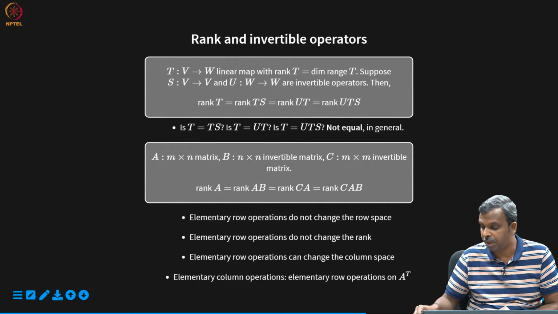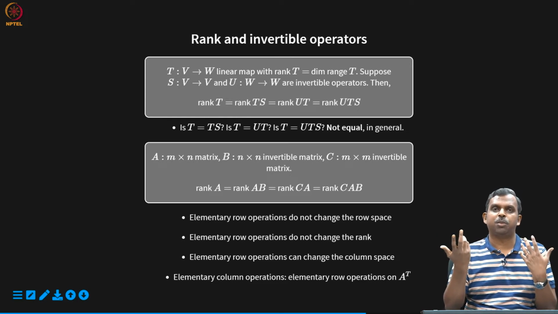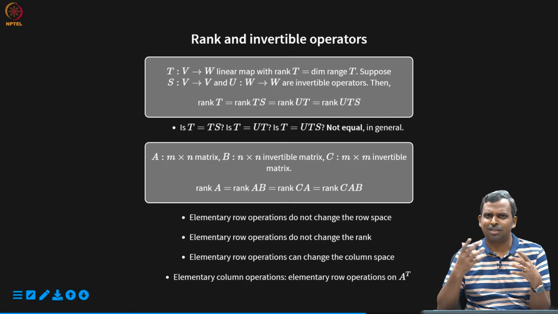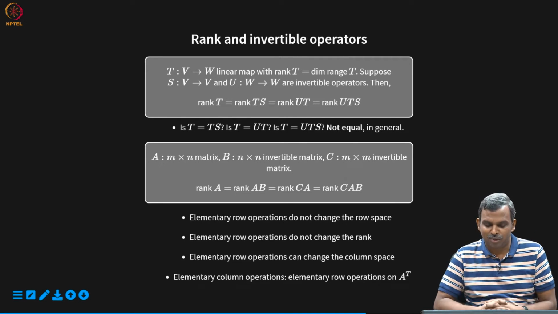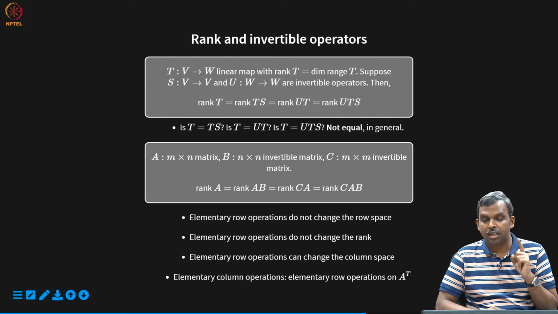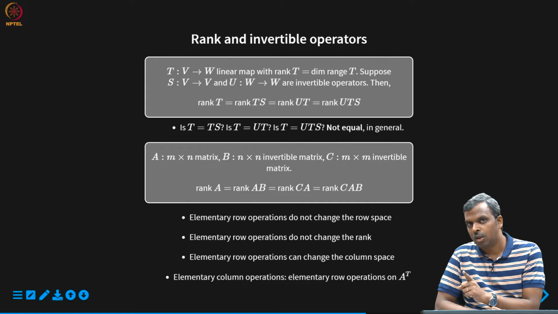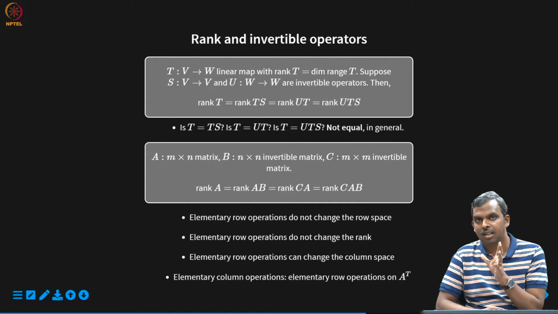You can think of column operations as row operations on A transpose. A and A transpose are sort of cousins in so many different ways, but keep in mind that when you want to retain the column space, you should not do the column operations. It can change it around.